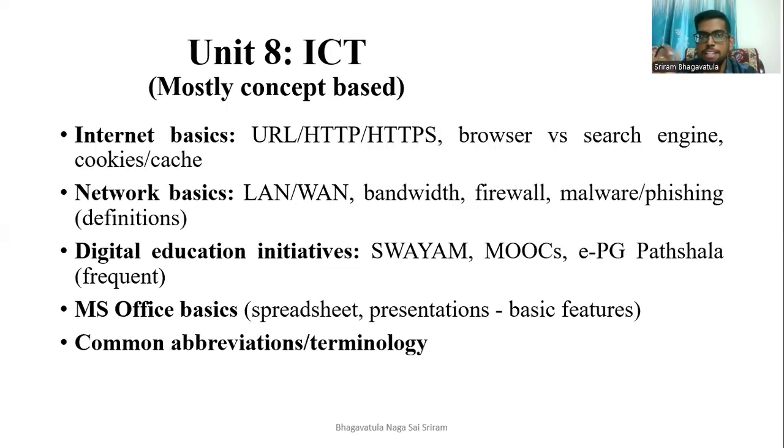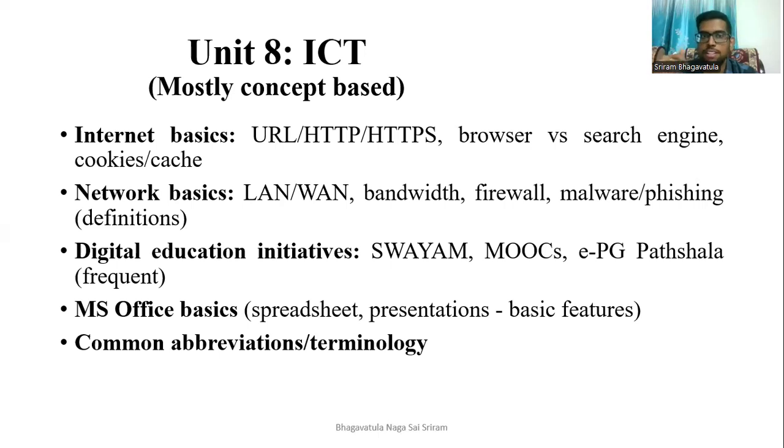Next one, unit 8, is related to ICT. That is mostly conceptual. So what do you have to study before going to the examination? The internet basics: URL will be there, HTTP will be there, HTTPS. So hypertext transfer protocol, or uniform resource locator, what is the abbreviation, or when computers started. All of these things related to information communication technology are very, very important. Then browser versus search engine. What is a browser? You are using several types of browsers. What is the difference between a browser and a search engine? What are cookies, what is a cache, like that. That particular basics you need to know.